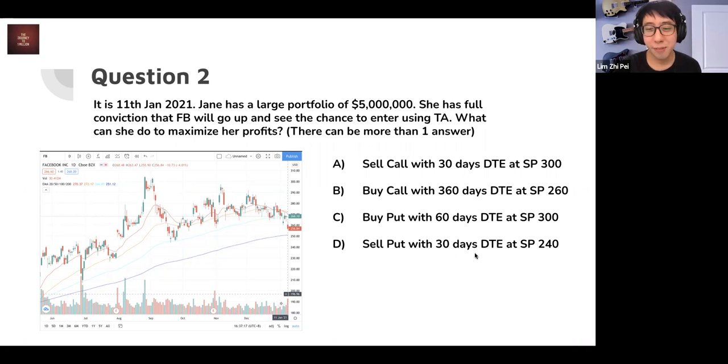Yeah, buy call, B, and now it is a big portfolio, so she can sell put. So B and D are correct. In this case, she may also be able to execute both at the same time, whereby after she sells a 30-day put, she can use the premium collected to go and buy a call. So this is one of the strategies that you can use if you have a very big portfolio. You can sell put and buy call at the same time.